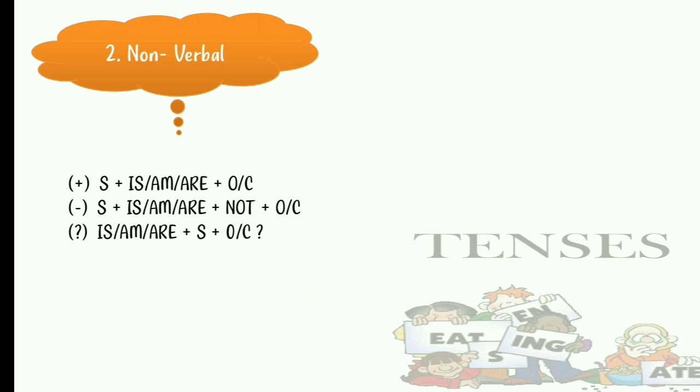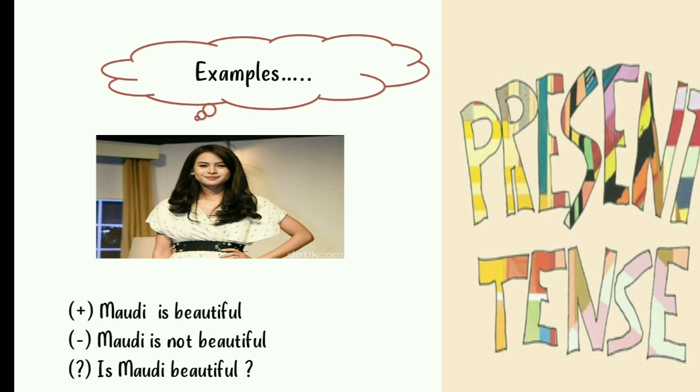Tadi non-verbal itu adalah there is no action. Jadi kita dibantu oleh is, am, are. The formula here for the positive one. Subject plus is, am, are plus object complement. And the negative subject is, am, are plus not plus object complement. And then the interrogative one is, am, are plus subject plus object complement. Perhatikan perbedaannya. Non-verbal dan verbal. Okay? Now let's move to the example.